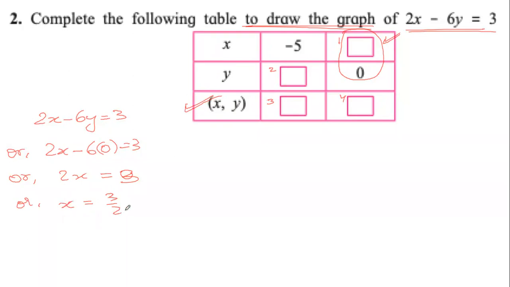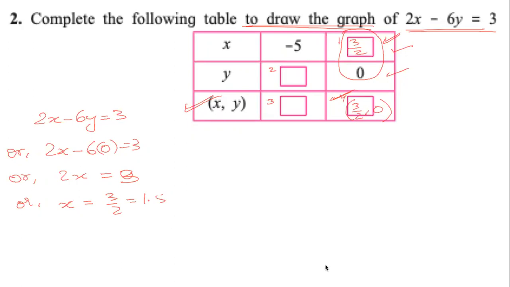If you want to write 3 by 2, you can write 3 by 2. If you want to write 1.5, you can write 1.5. Anything is correct. So here I can write 3 by 2. Now, after we have solved 1, the next easy thing to solve would be 4, not 3, not 2, because now we have x and y. So very clearly we can write: 3 by 2, comma 0. That's it.